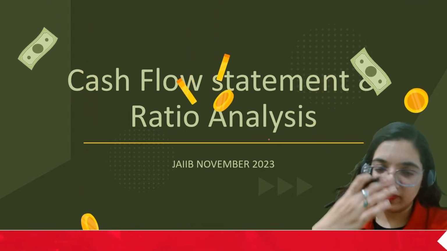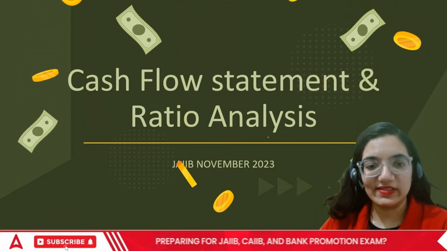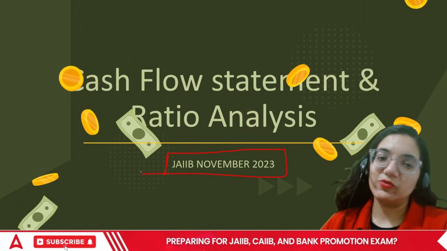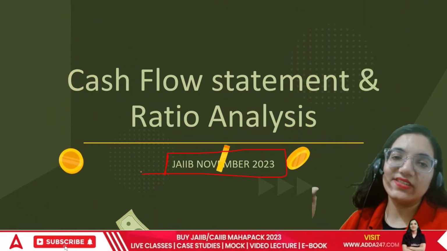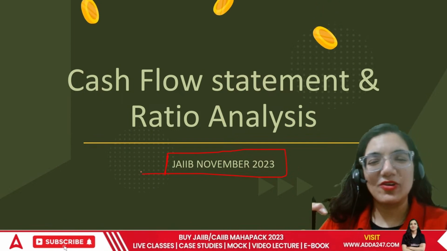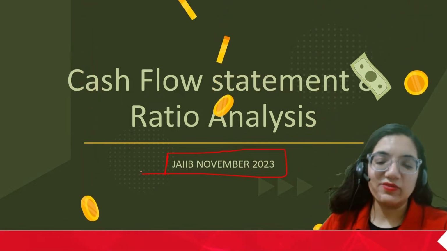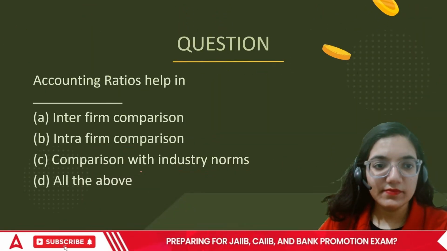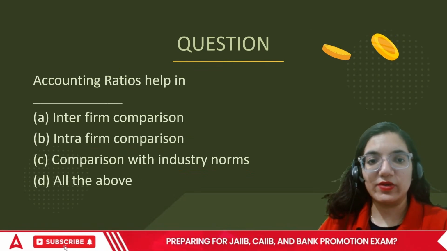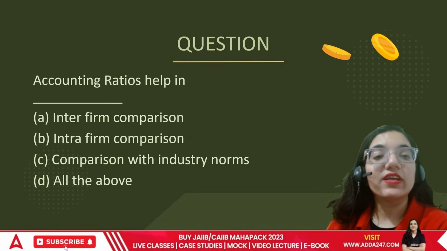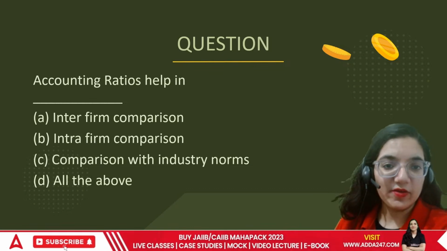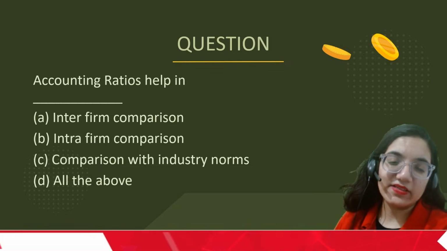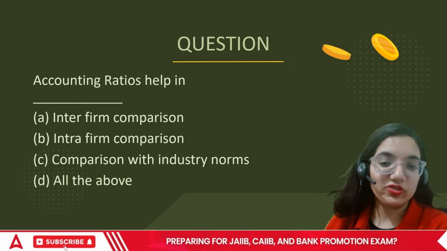First is cash flow statement and ratio analysis. JIB November 2023, we are looking forward towards CFS as well as ratios, because today I'm going to take a part of CFS as well as ratios. Okay, here comes the first question. The first question says, accounting ratios help in what? Interfirm comparison, intra-firm comparison, comparison with industry norms, or all of the above.